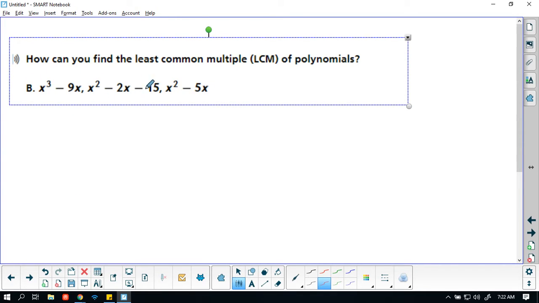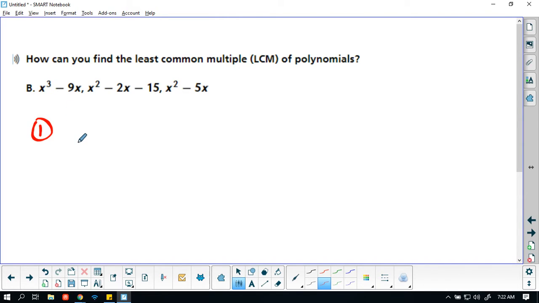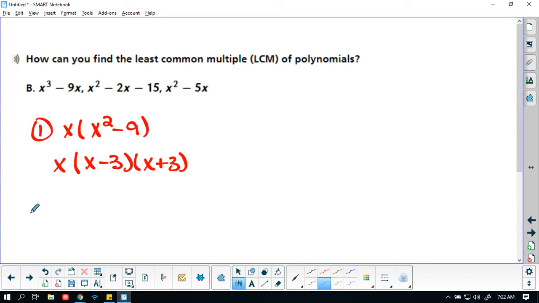Again, this is polynomial 1, polynomial 2, and polynomial 3. So polynomial 1 is going to be x squared minus 9. This is a difference of squares identity. So this is going to be x minus 3, x plus 3. Remember that identity is a squared minus b squared equals a minus b, a plus b.